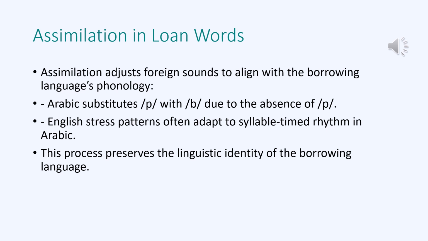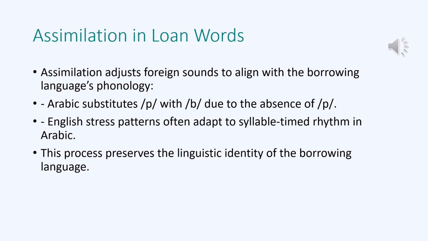Assimilation is a linguistic process where foreign sounds are adjusted to match the phonology of the borrowing language. Such a process helps align borrowed words with the sound system of the new language, which ensures a smoother integration of the words in the target language. When a language borrows words from another language, it may adapt the sounds in these words to fit its phonetic rules. A common example for this is in the Arabic language.